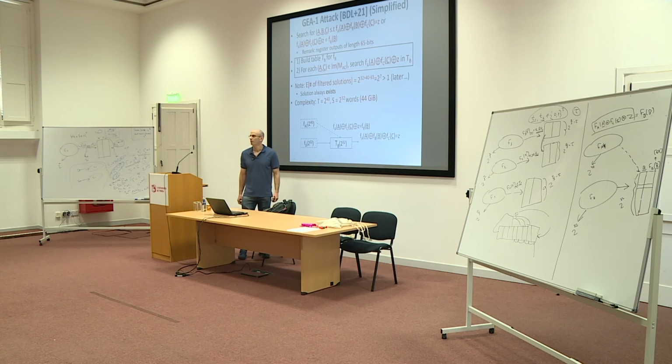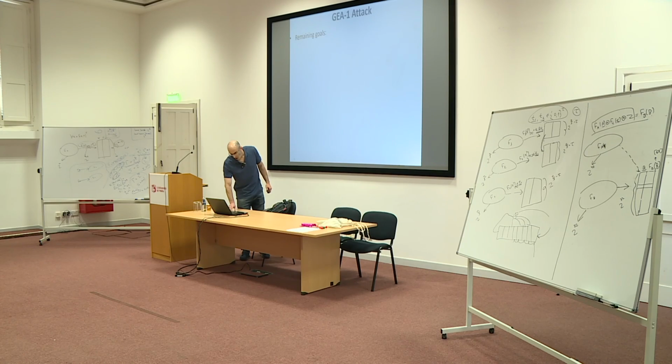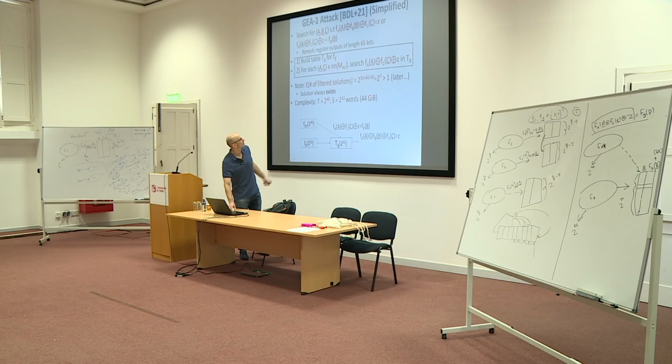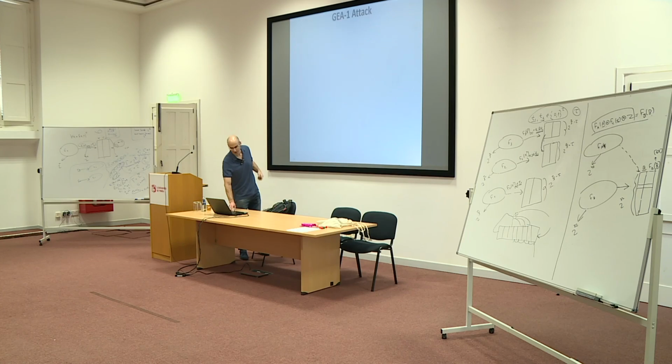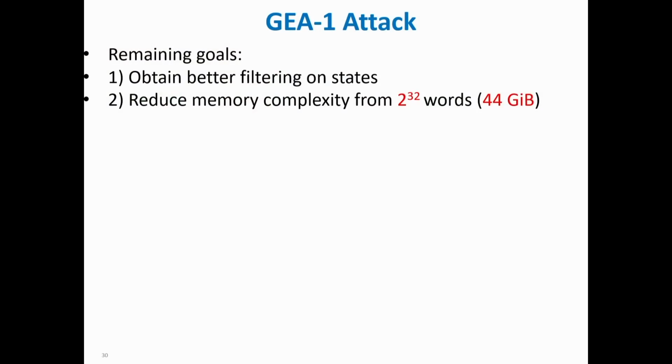Other questions? Okay, so I described to you a simplified version of the attack. Now I have 2 remaining goals. The first is to show you how to obtain better filtering of the states, because something didn't add up here. We're missing something in this analysis, and I'll show you how to fill the gap. The second thing is what I promised: I want to reduce the memory complexity from 2 to the 32 words, and I still haven't shown you how to do this.